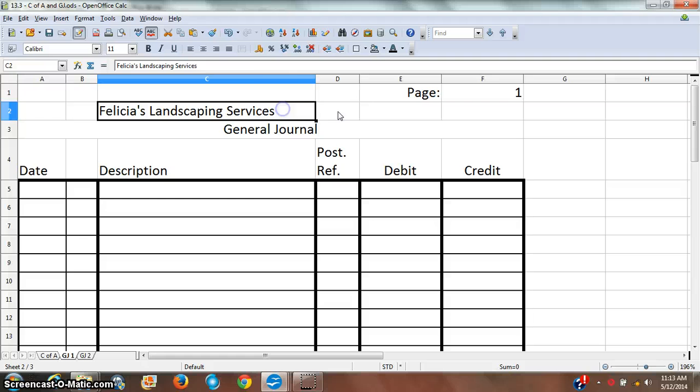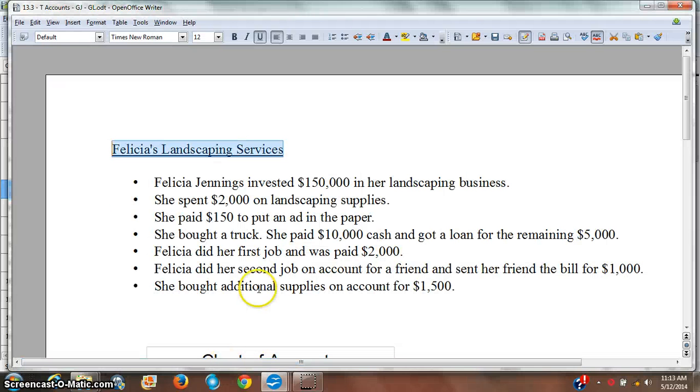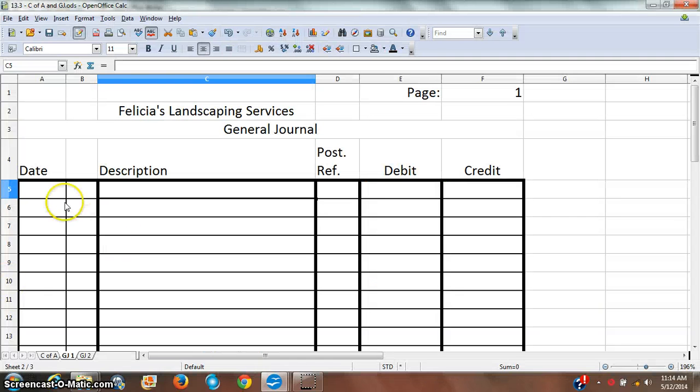There's my title. Here I'm going to have the date, and I don't have dates in this problem, so I'm just going to stick them in. But normally what we'd have here is something like this. This would be something that happened on, say, for example, the 1st of the month, or it could be any time during the month.